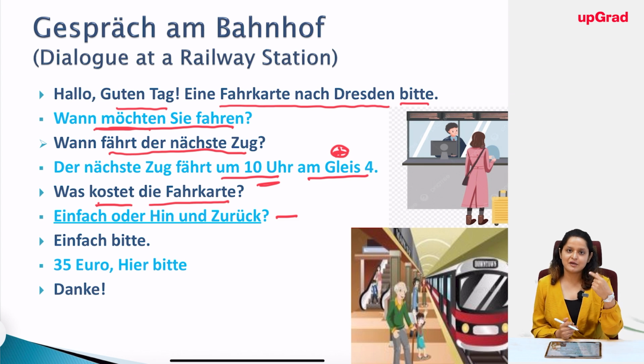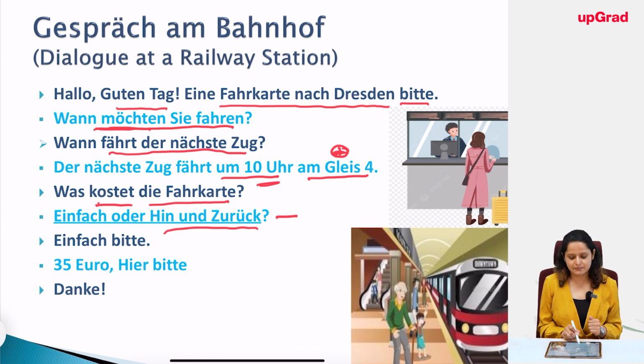When you are traveling one way, it means einfach. That is, you're only going in one direction. You might not want a return ticket immediately. But when you say hin und zurück, it means you need a two-way ticket, that is, you need a return ticket. So if you want a one-way ticket, just say einfach. If you need a return ticket, that is, if you are going and you are returning, in that case, ask for hin und zurück, which means a return ticket from that place.